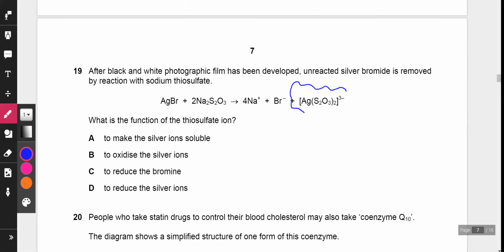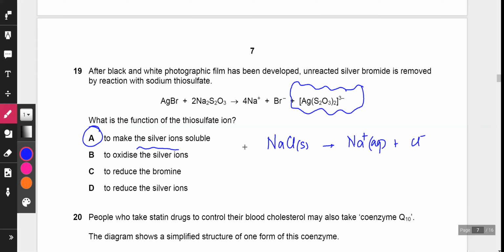But remember one thing about this one: the thing that's written in square brackets. That is what happens when a metal ion becomes soluble. I must have told you about this: if you dissolve NaCl, it becomes NaCl aqueous, and the crystal dissociates. Na plus aqueous and Cl minus aqueous are formed.